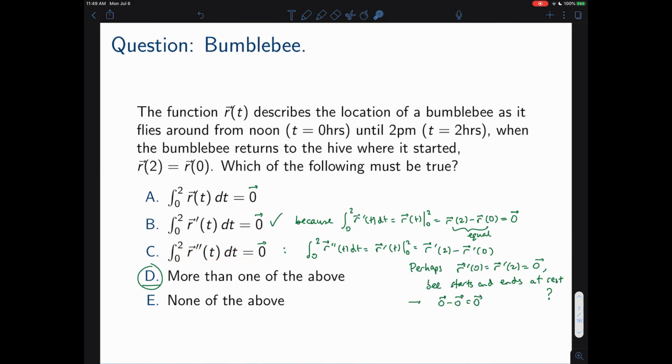But that's an interpretation. So perhaps the bee doesn't start and end at rest. Perhaps it's moving around within the hive. So that just depends on how you interpret that question.